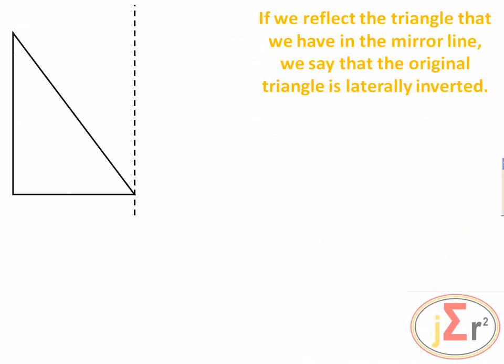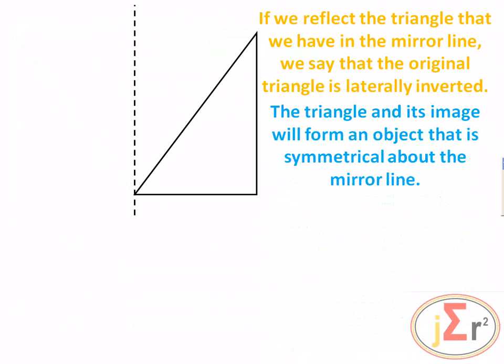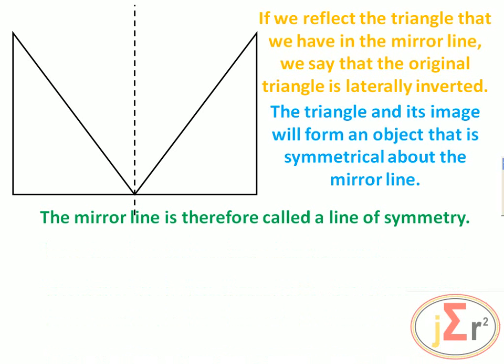If we reflect the triangle that we have in the mirror line, we say that the original triangle is laterally inverted or flipped over, like so. The triangle and its image will form an object that is symmetrical about the mirror line. Because if we put the object and its image together, it will be symmetrical about the mirror line. Therefore, the mirror line right there is a line of symmetry. The mirror line is therefore called a line of symmetry.